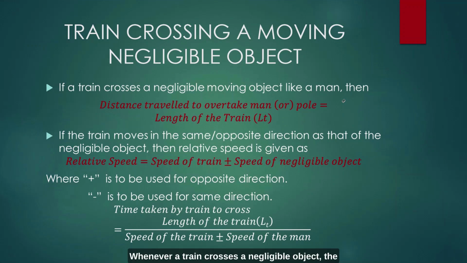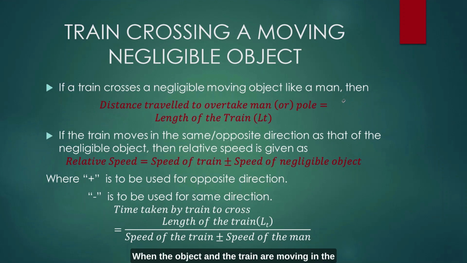Whenever a train crosses a negligible object, the length of the object will not be considered. Therefore, the distance traveled by the train will always be equal to the length of the train. But here, the train is crossing a moving negligible object. Whenever an object moves, it will have a speed to it, and hence, since speed of the train and speed of the object are involved, we need to calculate the relative speed.